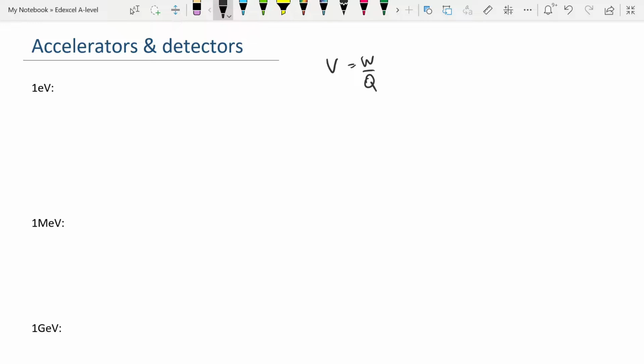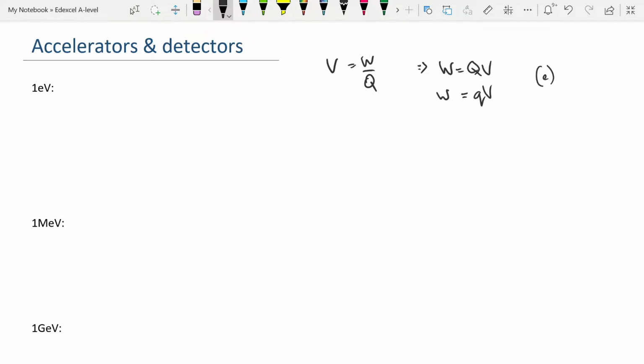If we rearrange that, we get W is equal to Q times V. Now when we're talking about a single electronic charge, whether that be positive or negative, that Q becomes a small q. Now remember, sometimes you'll see this written as an e. Even though our specification gives it as a Q, it has come up in questions before as an e, so it could be given as a small e.